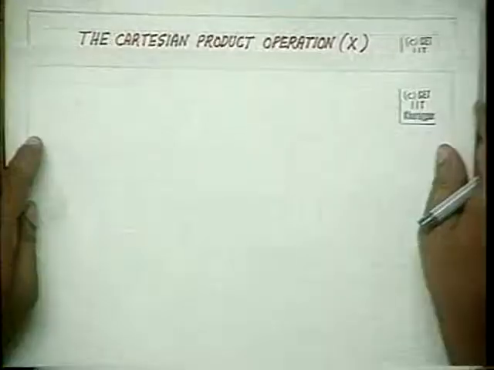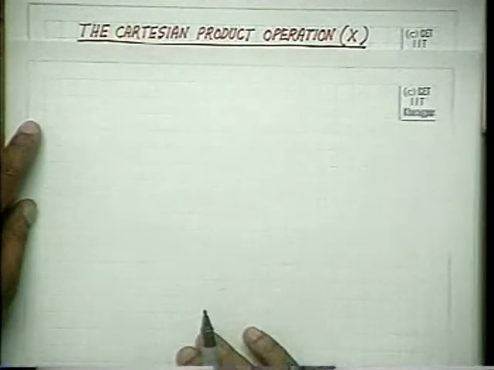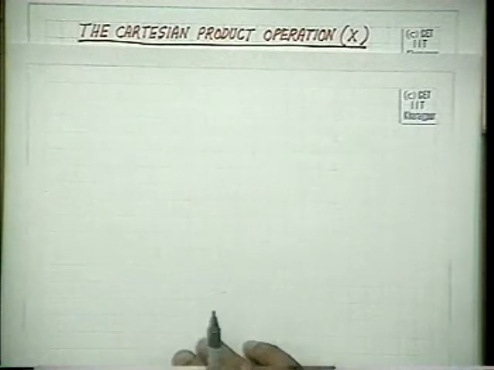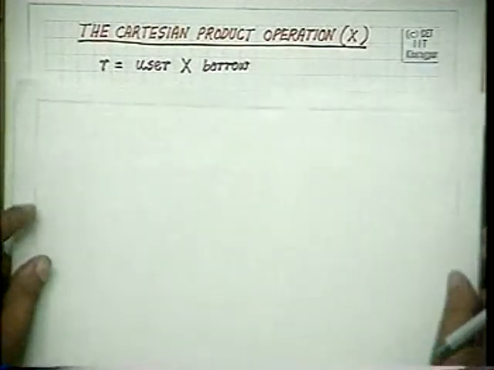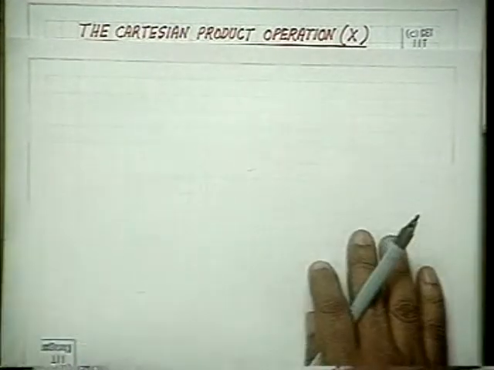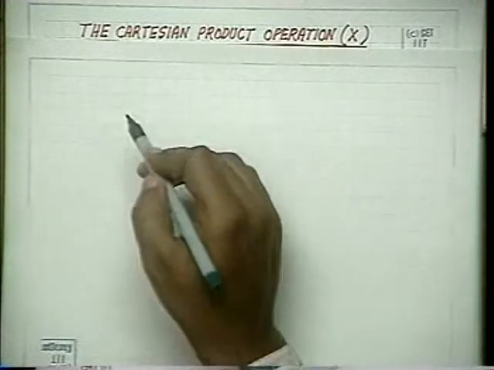We now come to the next fundamental operation. The next fundamental operation is the Cartesian product operation. I have explained Cartesian product before. I will just quickly review it again.